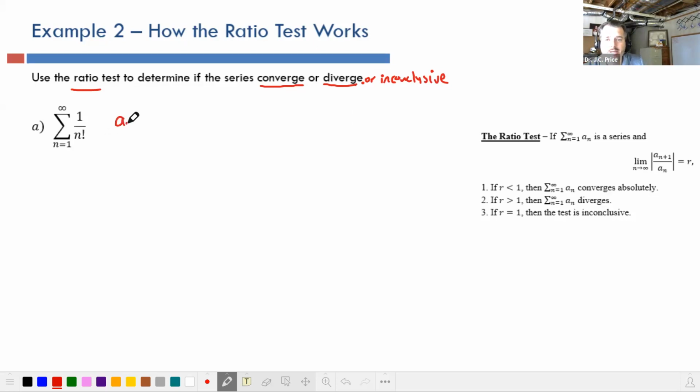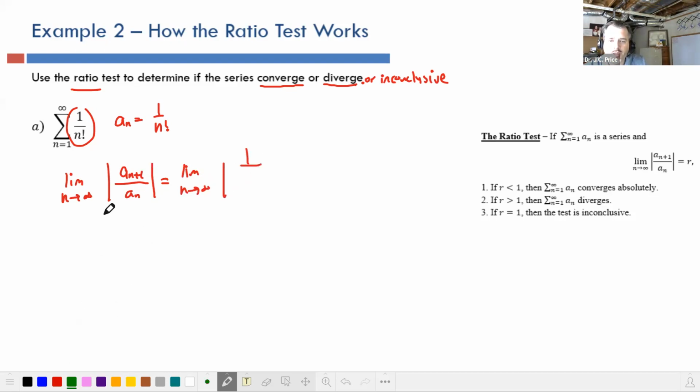And so here we'll let a sub n be equal to our terms, so 1 over n factorial. And then we're going to take the limit as n goes to infinity. And here, I often write this out: the absolute value of a sub n plus 1, where the n plus 1 is in the subscript, divided by a sub n. So you're just looking at the ratio of 2 terms, the next term to the previous term. And so what does that equal? We just write down the limit as n goes to infinity of the absolute value of 1 over, and then for the n plus 1 term, wherever you see an n, you put an n plus 1. So it's n plus 1, and then factorial.